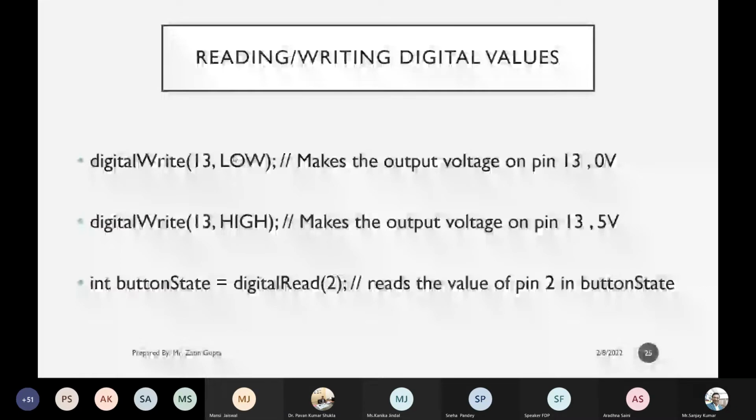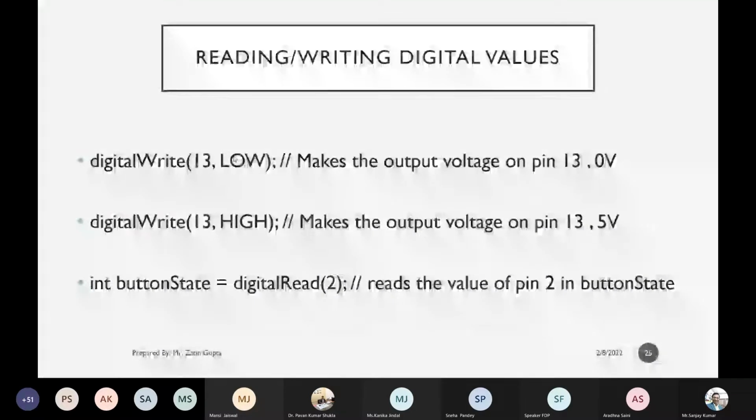Then digitalRead. In the third statement, we have int buttonState. So int is a data type. buttonState is the name of a variable. You can take A, B, C, X, Y, Z, anything. There is no need to write buttonState only. You can write any name for the variable, equals digitalRead. The syntax of the programming is similar to C.